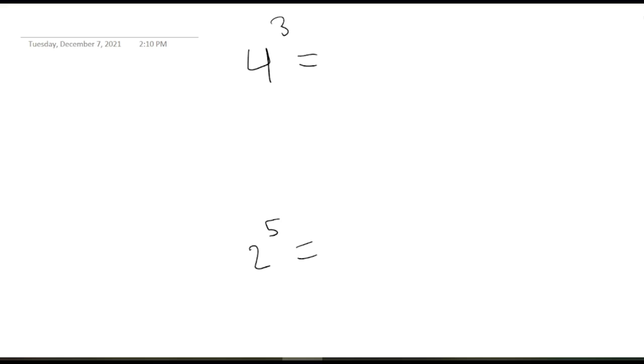So let's look at these two new examples. This first one says 4 to the third. Again, to figure out what 4 to the third is, we have to expand it. We have to write it out. So we'll do 4 times 4 times 4. We rewrite the base 4 3 times. So let's figure out what 4 times 4 times 4 is. 4 times 4 is 16. And 16 times 4 gives us 64. So our answer to 4 to the third equals 64.